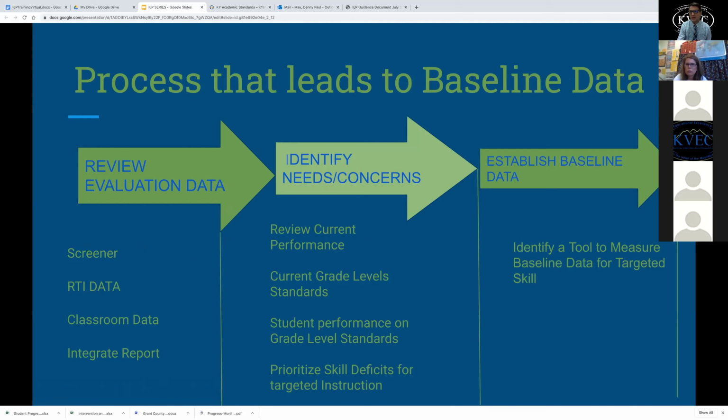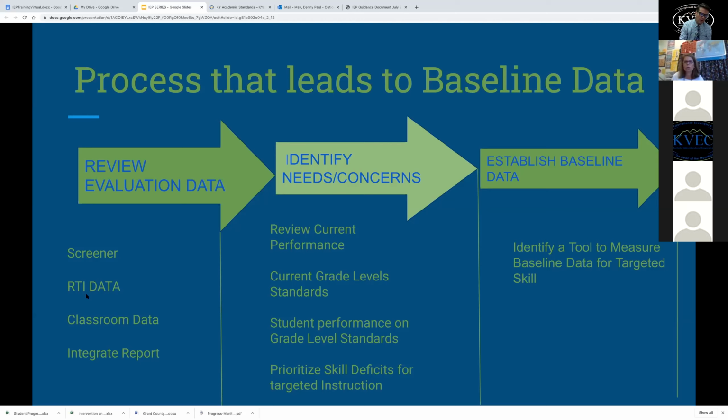So the process that leads to the baseline. We review evaluation data. We look at screener information. We look at RTI data. It's kind of putting all this, what we just talked about, together here. A little bit of a funneling process.